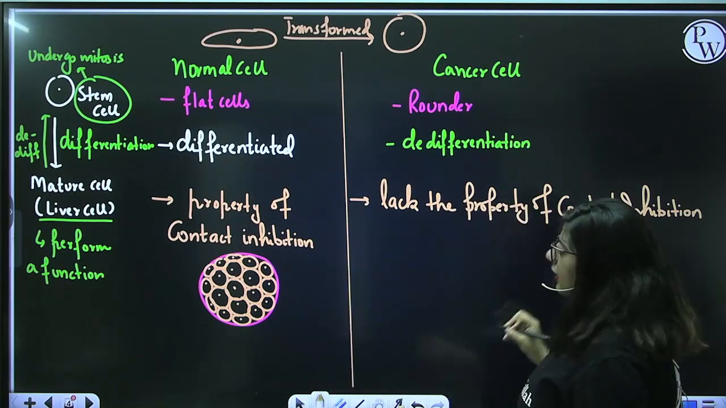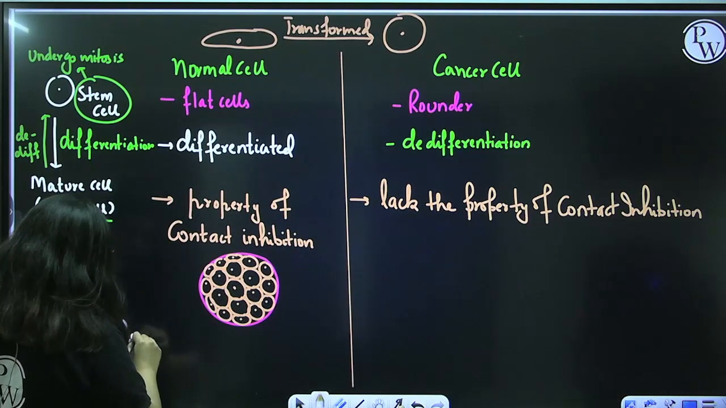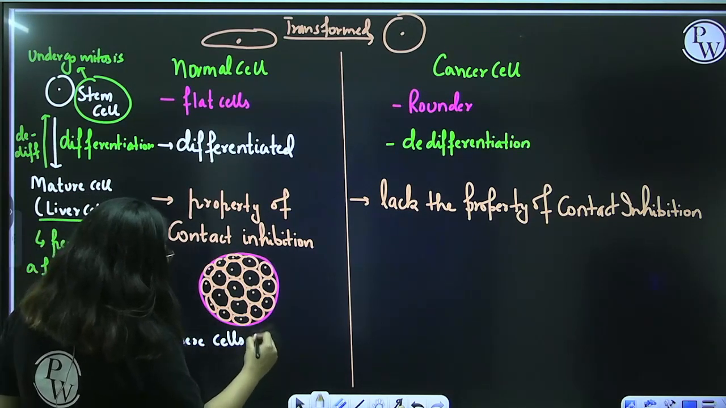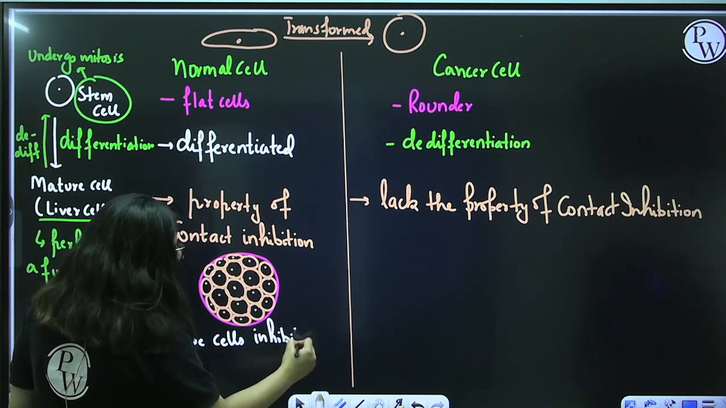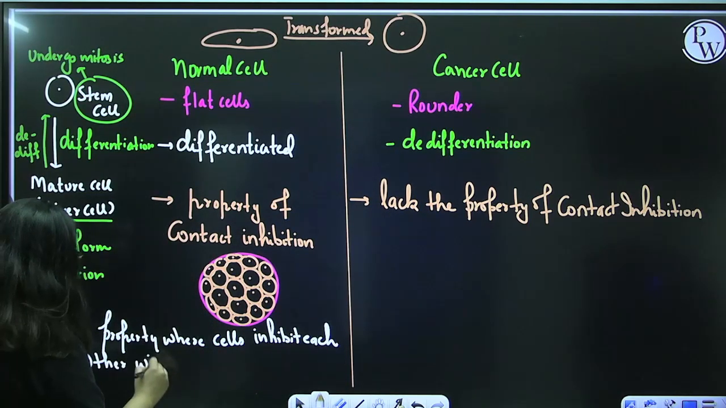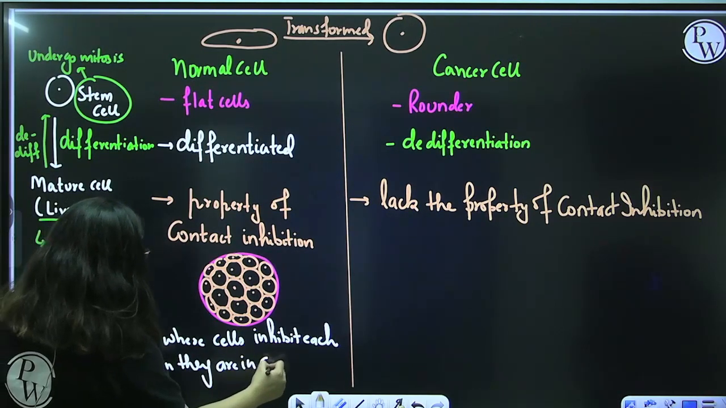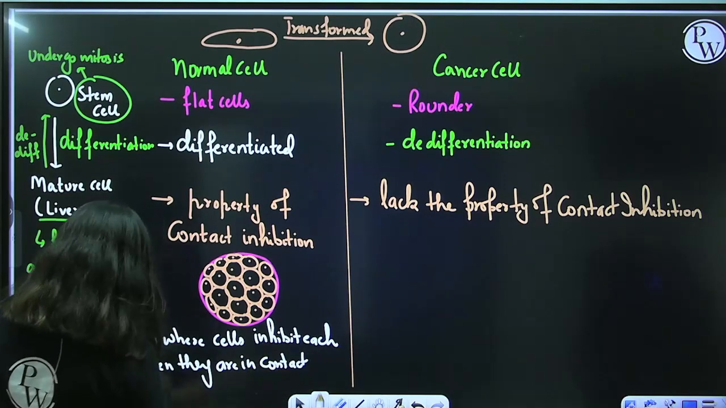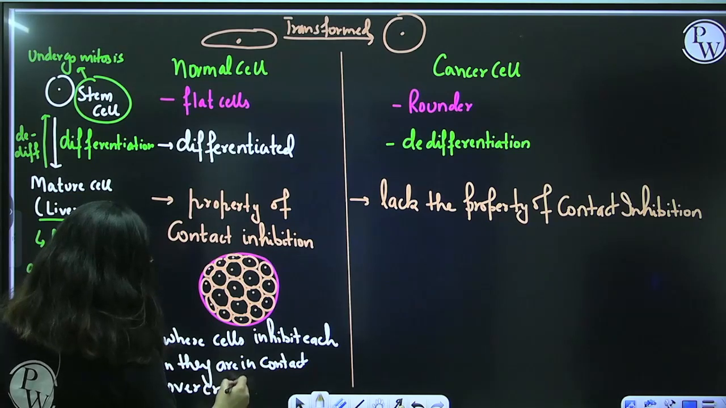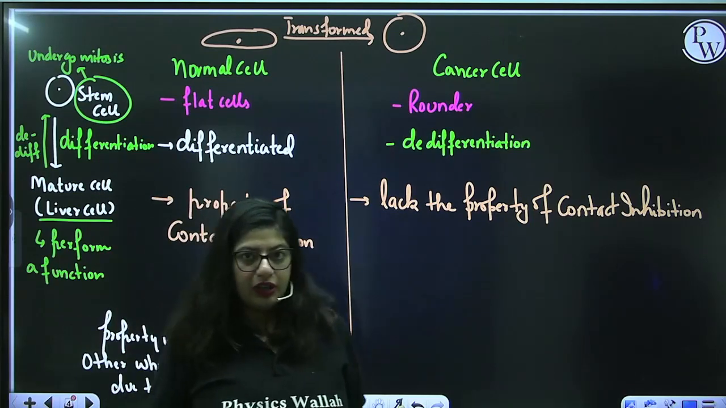In words, if I say, it is a property where cells inhibit each other when they are in contact due to overcrowding. And that's not the property of cancer cell. They lack this property. Okay.